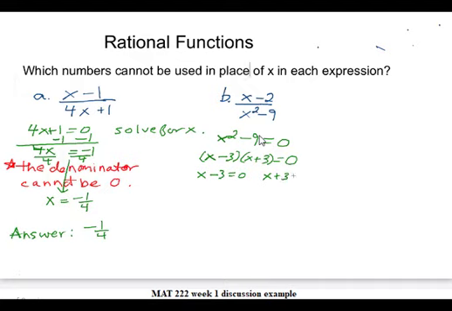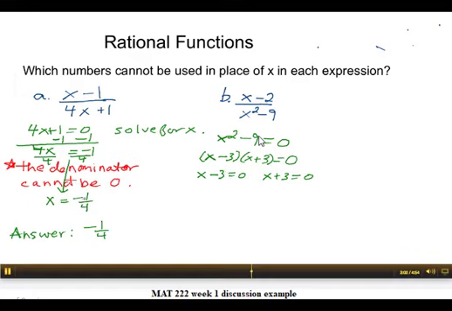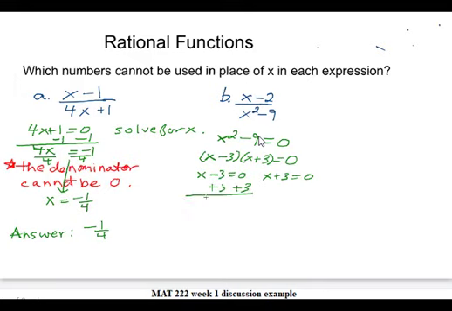So by the zero factor property, we know that x minus 3 is 0, or x plus 3 is 0. Remember that this property tells me that if I have one expression times another expression and the product is 0, either the first expression must be 0, or the second expression must be 0, or hey, I guess they could both be 0. To solve these, we add 3 to both sides here, so x equals 3 would make the denominator 0, and we subtract 3 from both sides here, so x equals minus 3 would make the denominator 0. So the answer to what numbers cannot be used in place of x in expression B is there are two numbers, 3 and minus 3.